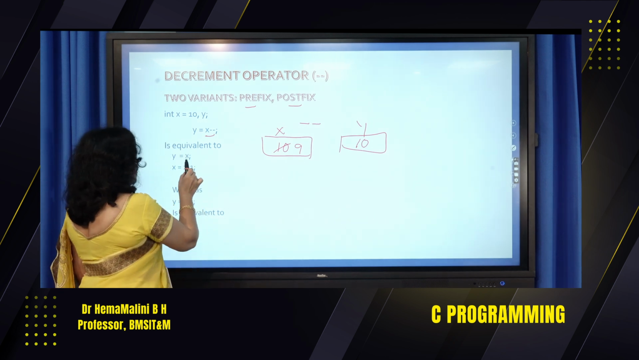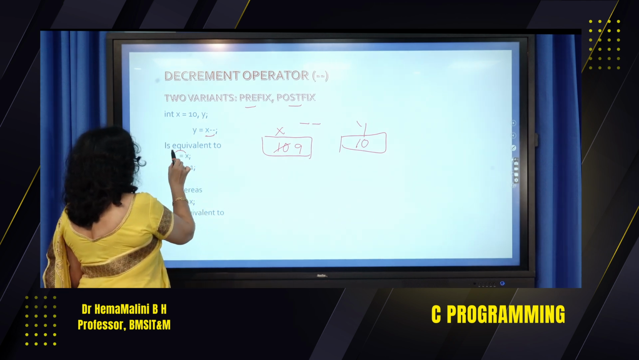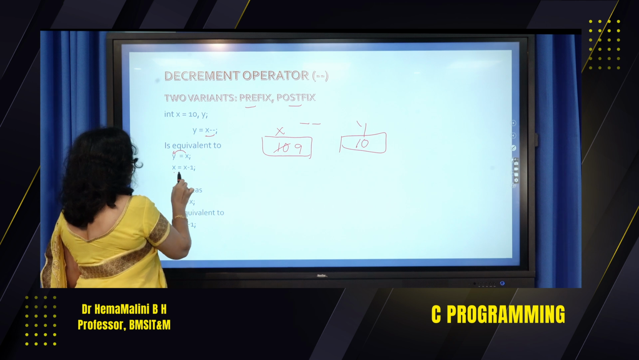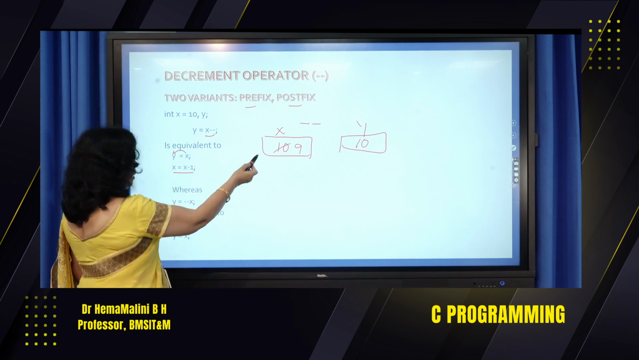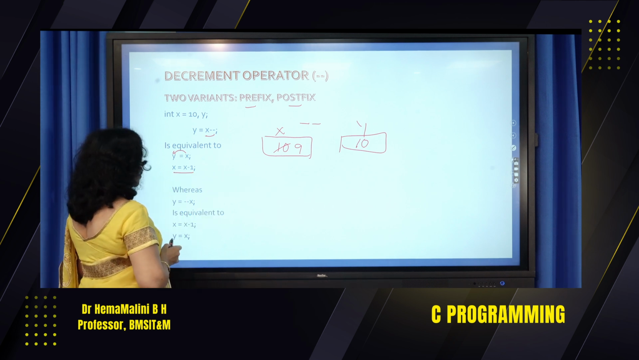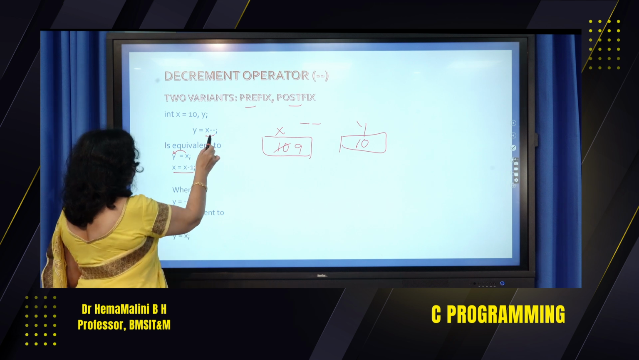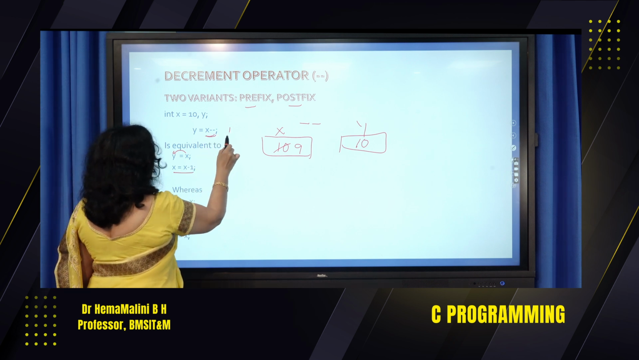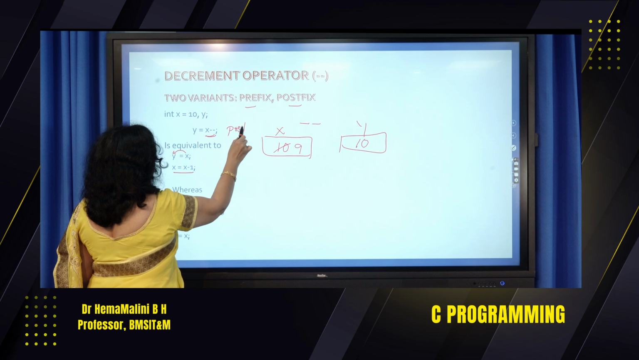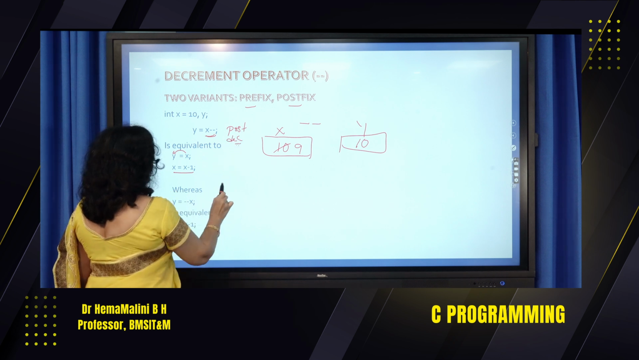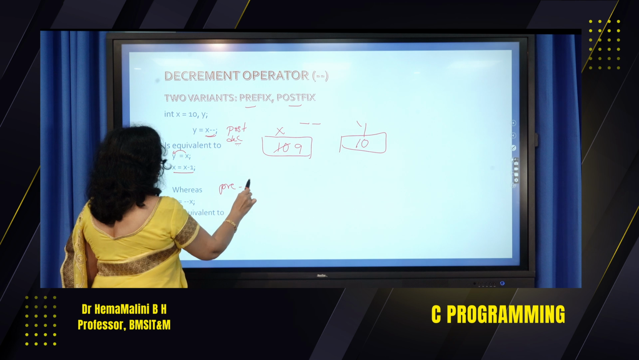So this is equivalent to the value of x is stored in y, and then we are going to decrement x as we have shown here. This is post decrement. Now let's see pre-decrement.